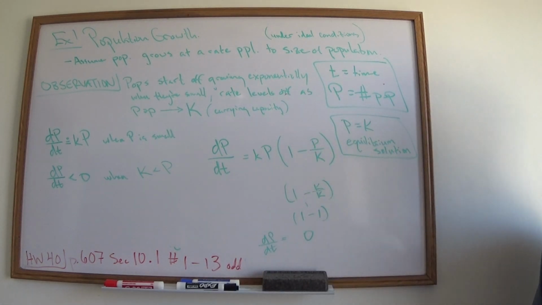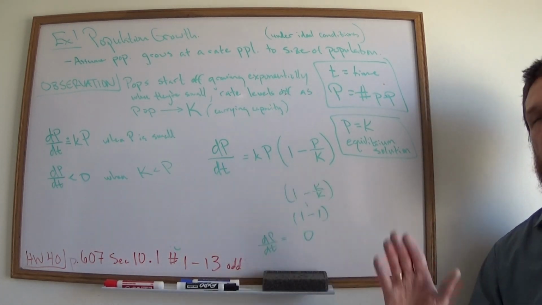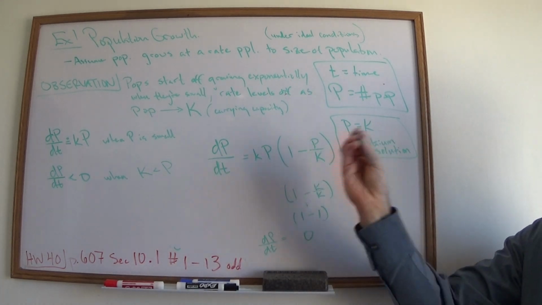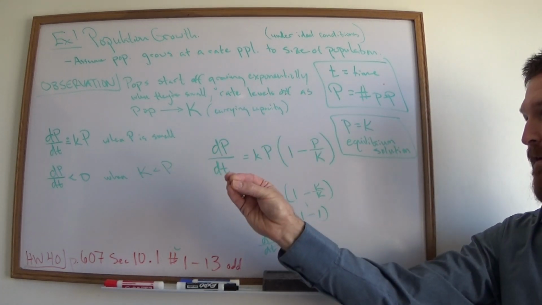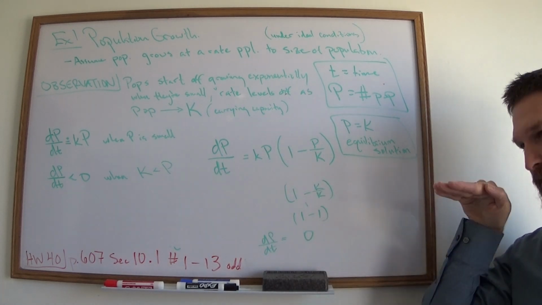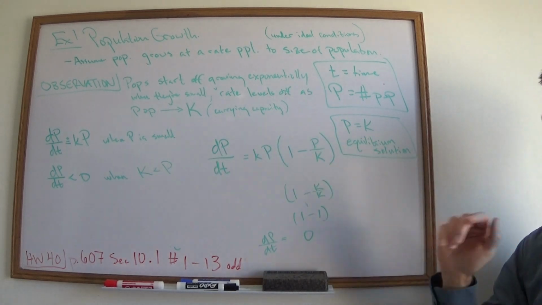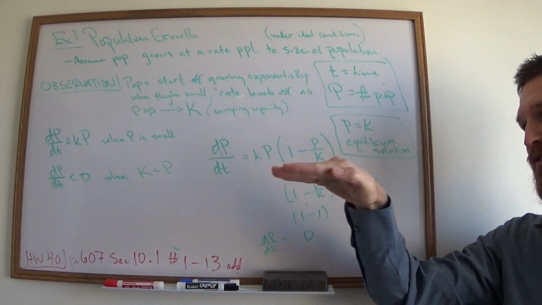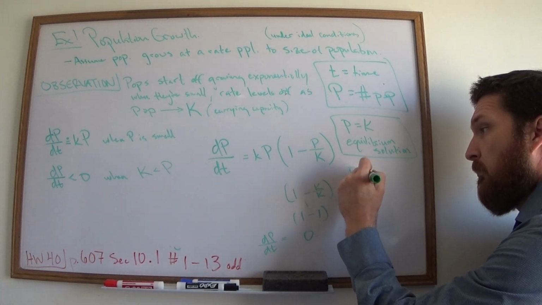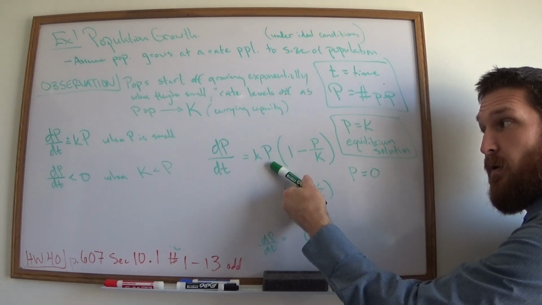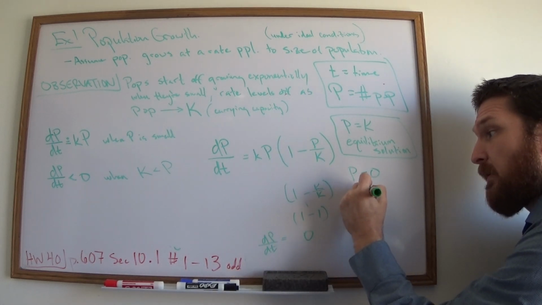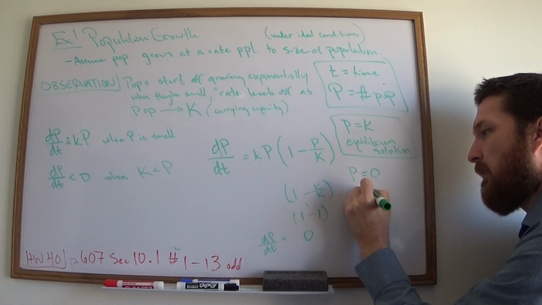Because when P equals K, if you started off with K, what the model says, and of course this isn't the real world, but our model would say that if you started off with your population equal to K, then your rate of growth would be 0, and so it would just be stable. It would be what we call an equilibrium solution. Another one would be 0. Because if P is 0, this is 0. And so it's also in equilibrium. It's just a really boring equilibrium.